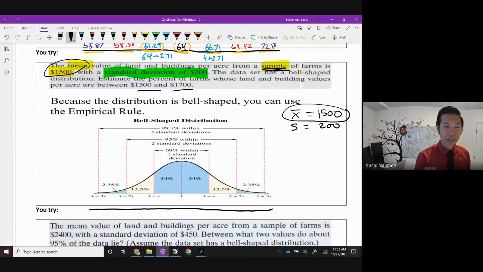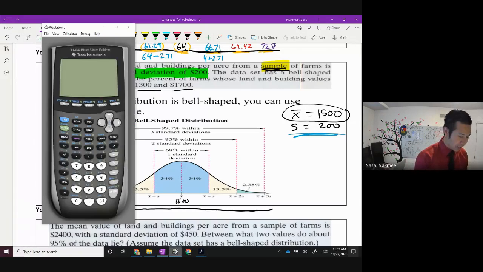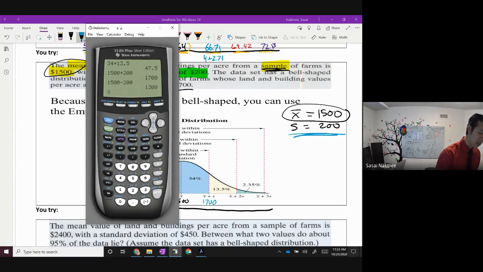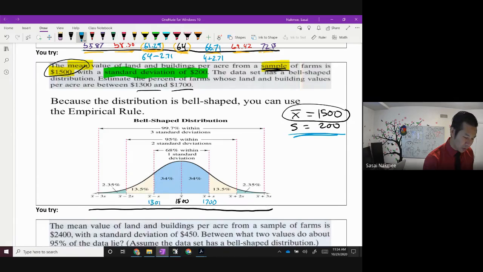If it's a normally distributed curve, that means the mean, the median, and the mode are all exactly the same, which is this middle number right here, 1500. To fill out the rest of these, we simply use our calculator and combine it with the standard deviation. If I go at 1500 and add one standard deviation, 1700 is this number right here. And if I subtract it from the mean, that's one standard deviation below, which is down here, 1300.